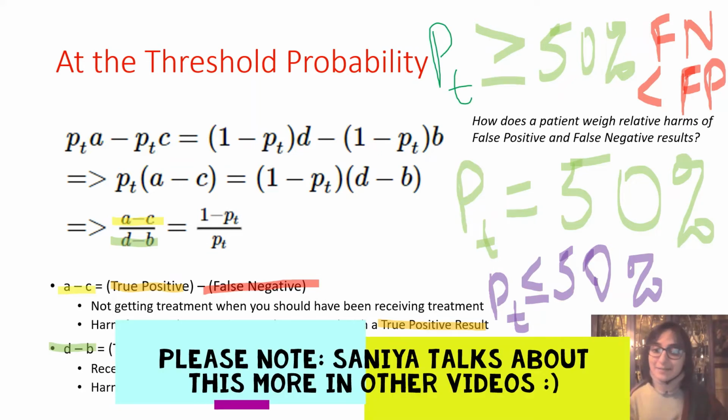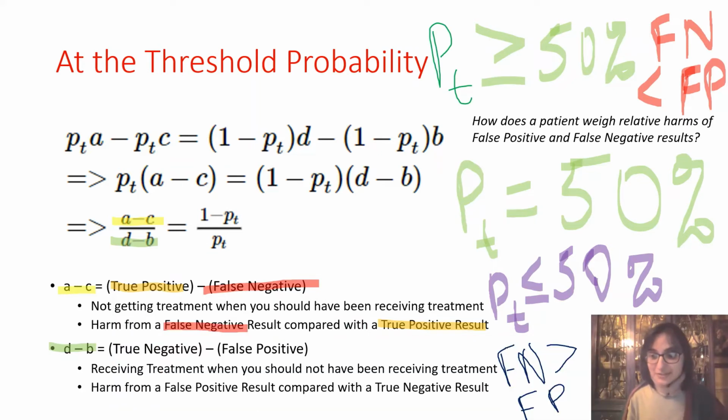And usually in many applications, it's like 50%, so you're sort of indifferent. But I feel like in healthcare decision making, this threshold is very, very subjective.